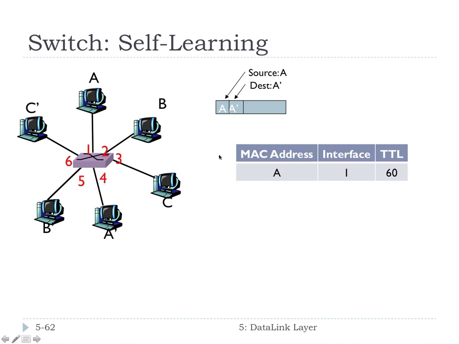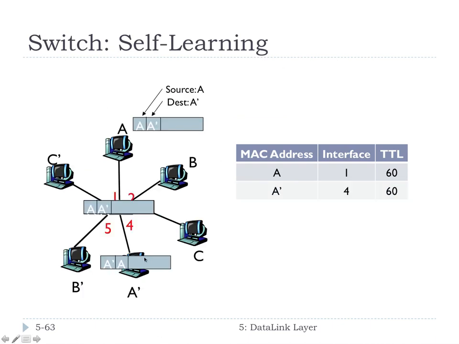All right, so in response to that, A prime is going to send back a packet to the switch from A prime to A. Most likely, if we're in any kind of bidirectional communication. When this happens, the switch will learn, okay, well, A prime is on number 4. So the next time I need to send something to A prime, I'm just going to send it out on link number 4, and I don't have to send it to everybody else.